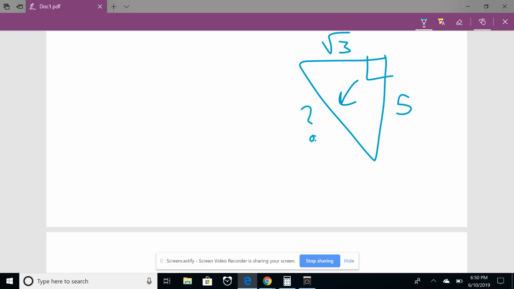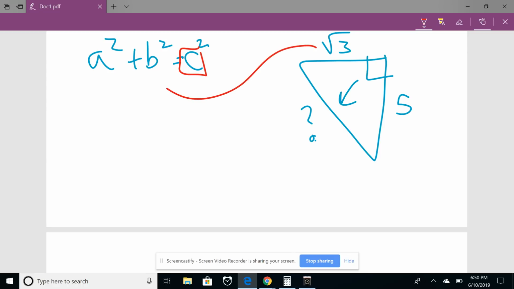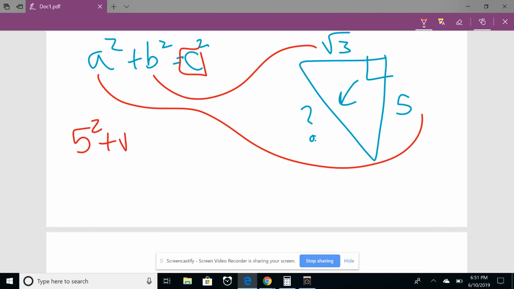So when I want to plug it into my a squared plus b squared equals c squared, I'm trying to figure out what my c value is. That's what I'm trying to figure out. So I plug in square root of 3, I plug in 5. So I get 5 squared plus the square root of 3 squared equals c squared.